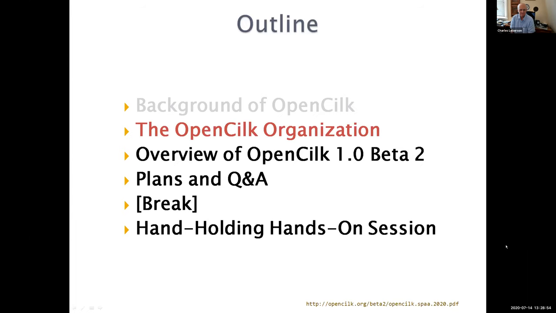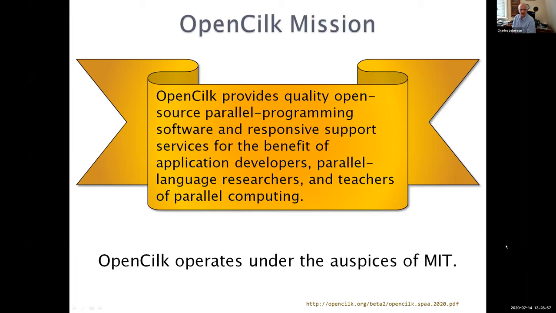So, the OpenCilk organization. Our mission is to provide quality open source parallel programming software and responsive support services for the benefit of application developers, parallel language researchers, and teachers of parallel computing. Currently, OpenCilk operates under the auspices of MIT. We made a decision that rather than trying to set up our own 501(c)(3) or whatever it is, organization, we were going to simply operate under MIT and thereby avail ourselves of MIT's legal support and all of the stuff that they can provide. However, our longer term goal is to spin this off and have it be more independent.